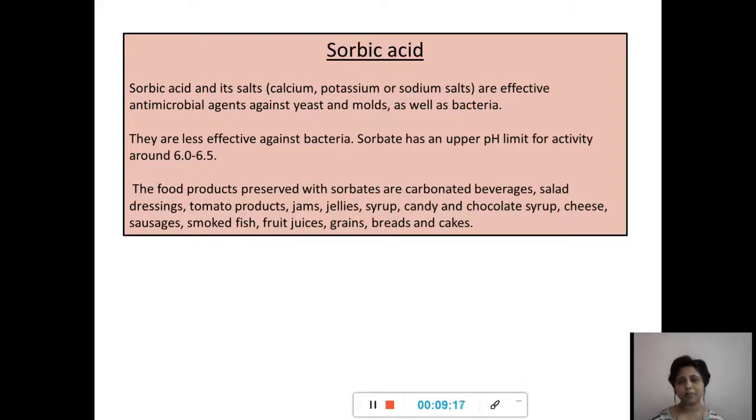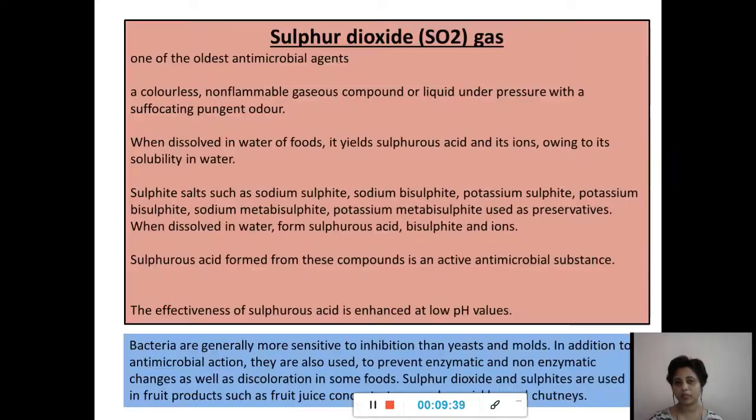So you should remember that, of course, there are natural methods to preserve food, but the ready-to-eat foods we find in our market are preserved and made edible, free from spoilage, by the action of various chemical preservatives like these.